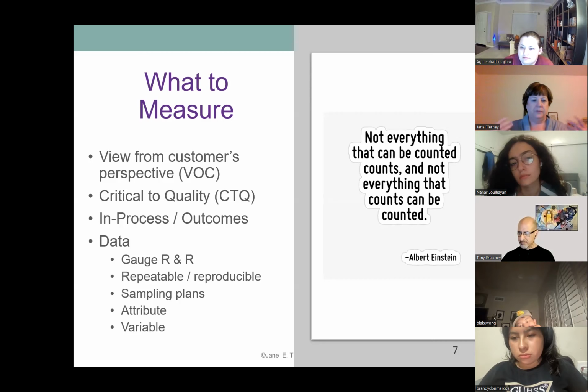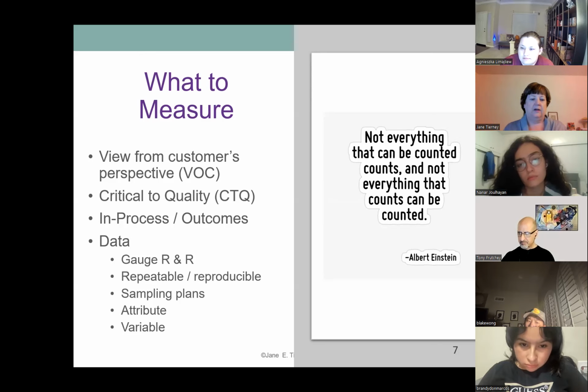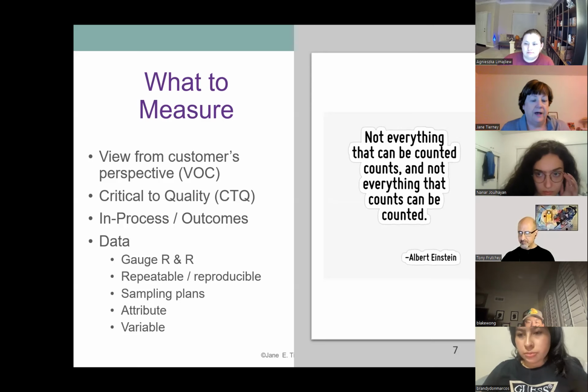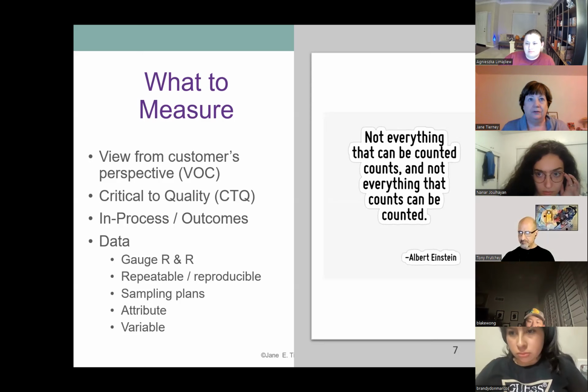What are the outcomes? What's the in-process things? And then what are some of the data that I can calculate? So a gauge R&R just talks about repeatability and reliability. So there's some statistical tests you can do on that. We're going to do sampling plans. We're making millions of these bottles. We are not going to check every bottle that we make. We're going to check every 100th bottle. So we're going to make 99 and check the 100th one, and then make 99 more and check that, or whatever my pattern is.